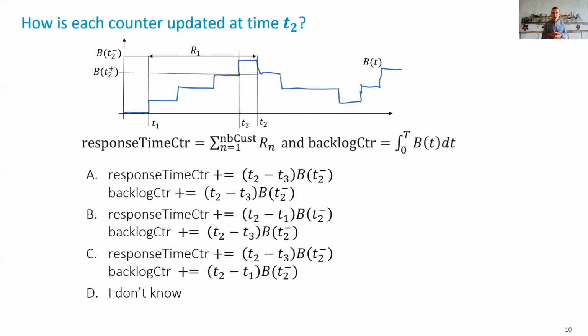I said that we can embed the counters in the simulation so that we can incrementally compute their values, and at the end we only need to do the division by T and NB customer, as opposed to other methods that would consist in replaying the simulation, recording all of it, and then observing all the arrivals and departures and counting the time spent. That would be less efficient. So if we use this incremental approach, how is each counter updated? For example, at this time instant, T2, when there is the first departure of customer one. So imagine you have to write the code. Which of the lines of code would you take?